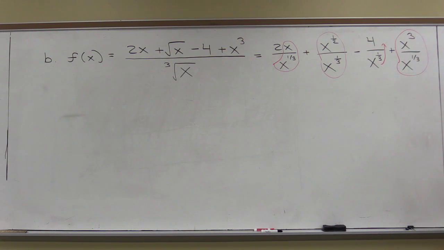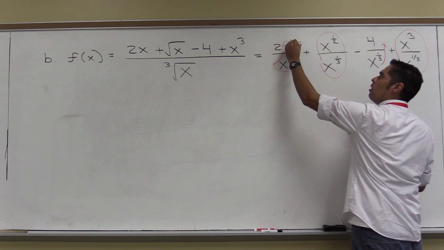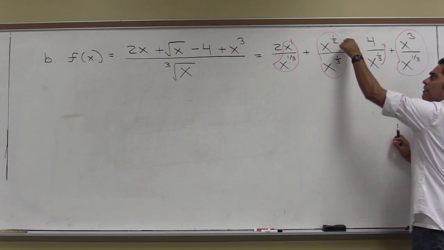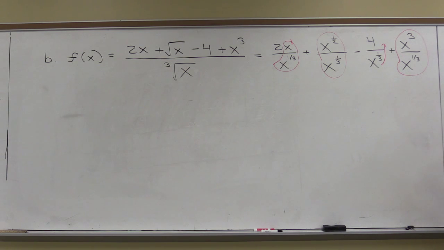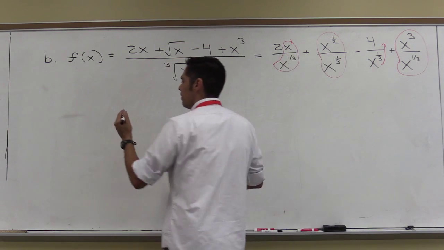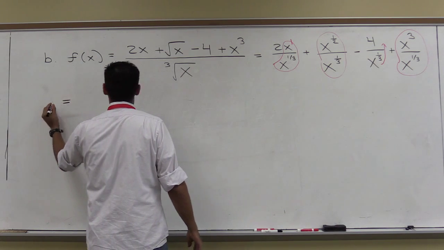And we subtract the exponents, don't we? Like we do 1 take away 1/3. We do a half take away a third. Here we just bring it up, and then here we do 3 minus a third. Agreed? All right. So we have not done an antiderivative yet. We're just trying to simplify this.